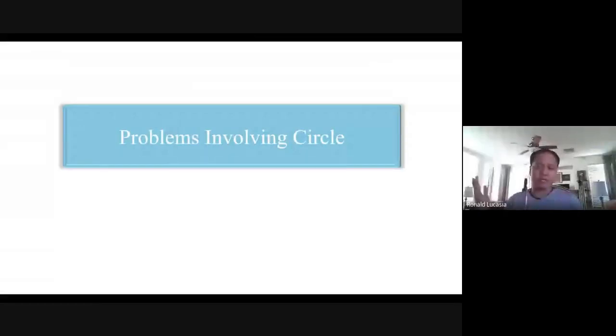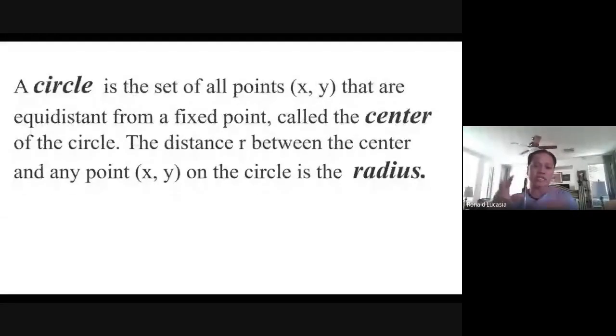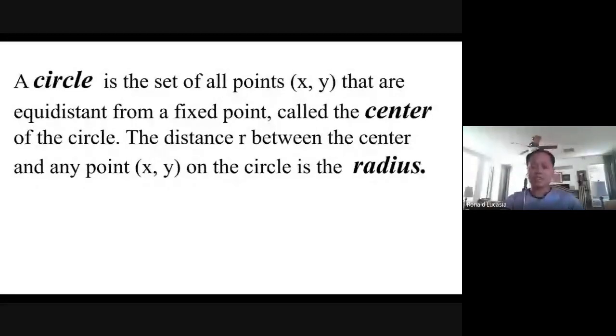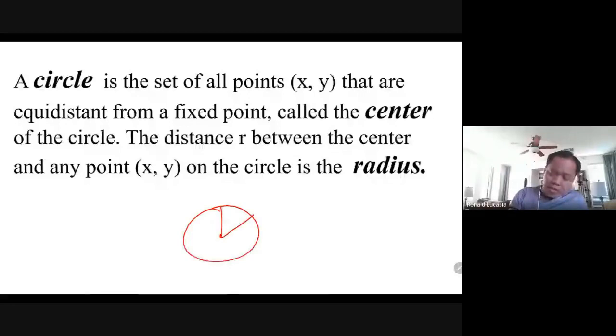So to proceed, as a review, a circle is the set of all points with coordinates x and y that are equidistant from a fixed point called the center of the circle. From a fixed point, the center, going to any part of the circle, that's a circle. Equidistant means from the center going to any part of the circle, that's actually the radius. That's why radii are equal. The distance between the center and any point of the circle is the radius.